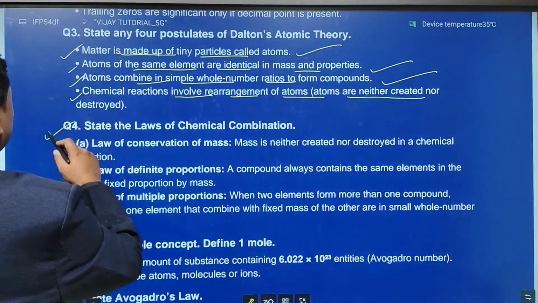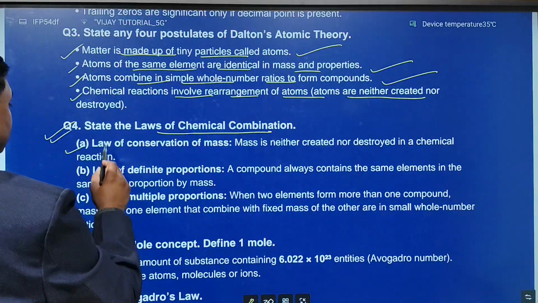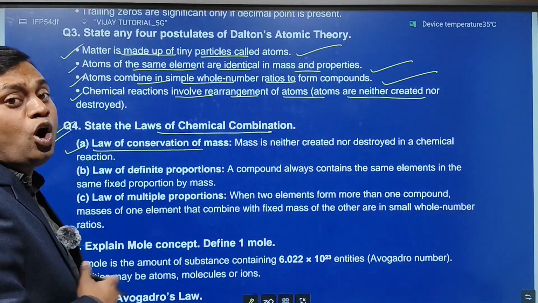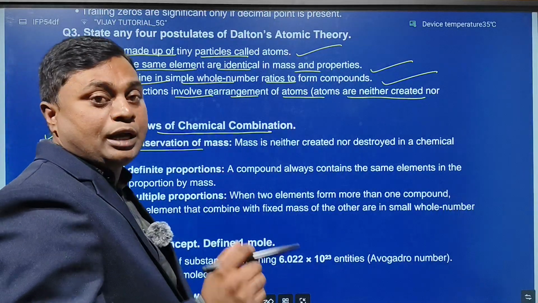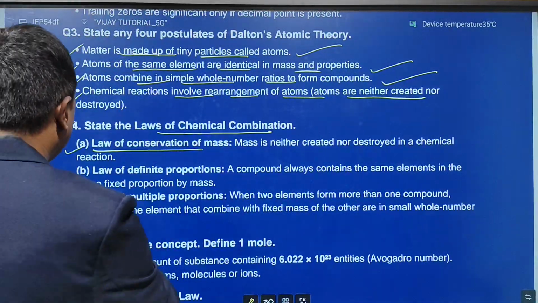Next question. State laws of chemical combination. There are 3 laws. First one is the law of conservation of mass, which states that mass can neither be created nor be destroyed. Or we can say that during a chemical reaction, mass of the reactants is always equal to mass of the products. Yes or no?